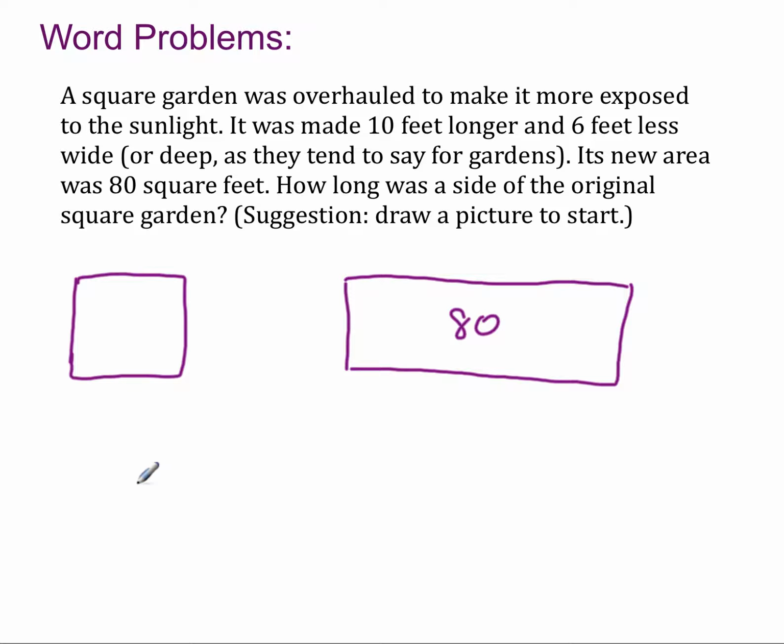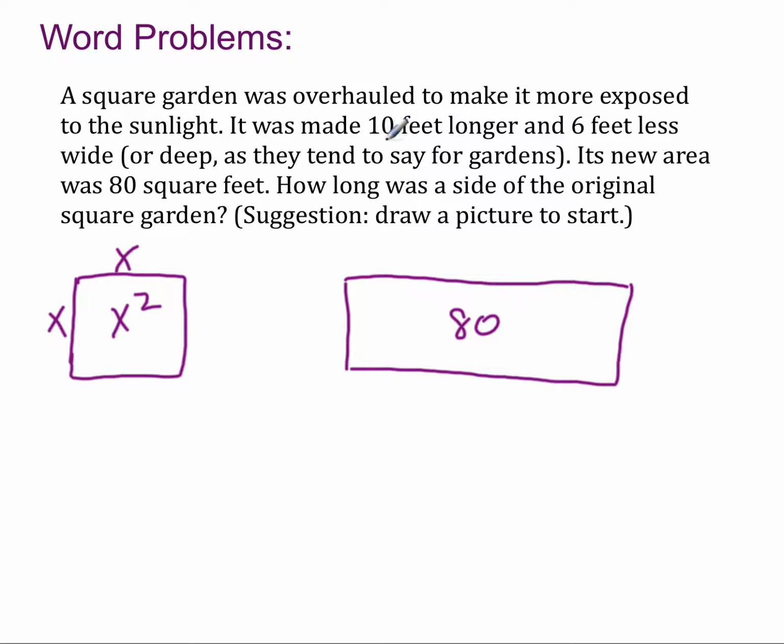How long was the side of the original square garden? Well, I don't know. Well, let's figure it out. It was a square. I didn't know what it was, so guess what? I'm going to call it x. And if it's a square, all my sides are x. So I'm going to label my length and my width x and x. The area of this garden is length times width, or x squared. The area of this garden is 80.